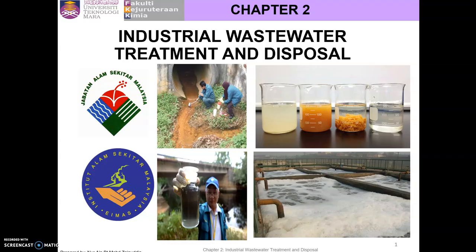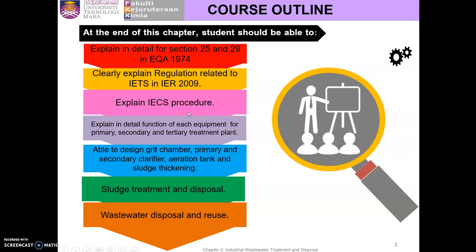So in chapter 2, we are going to learn about how to treat the wastewater, and how to dispose of the wastewater after we treat. So now look at the course outline of chapter 2. At the end of this chapter, the students should be able to explain in detail section 25 and 29 in EQA 1974. And also the students should be able to clearly explain regulation related to IETS in IER 2009. Okay, Industrial Effluent Treatment System, IETS, in Industrial Effluent Regulation 2009.